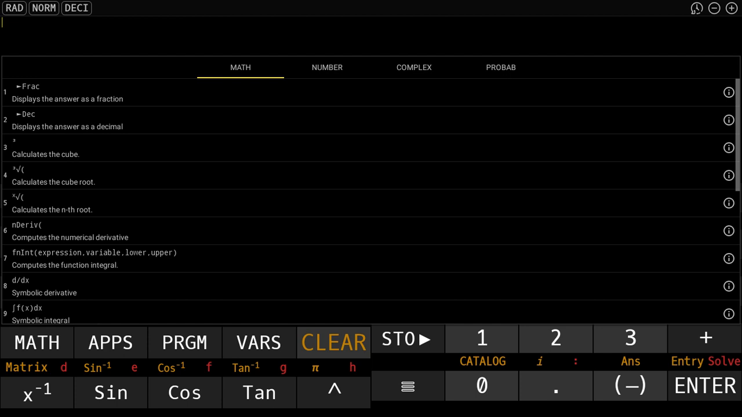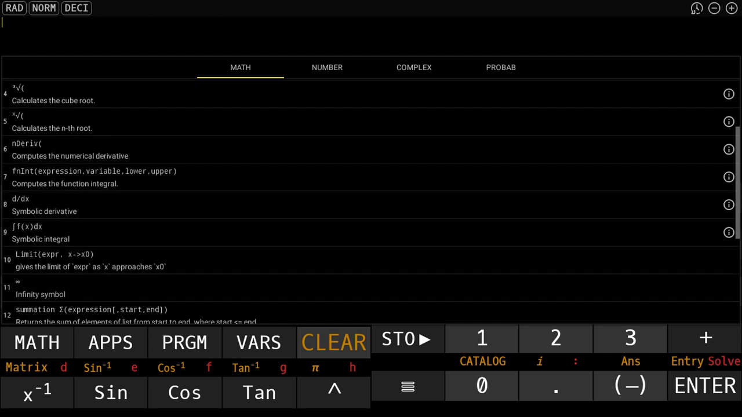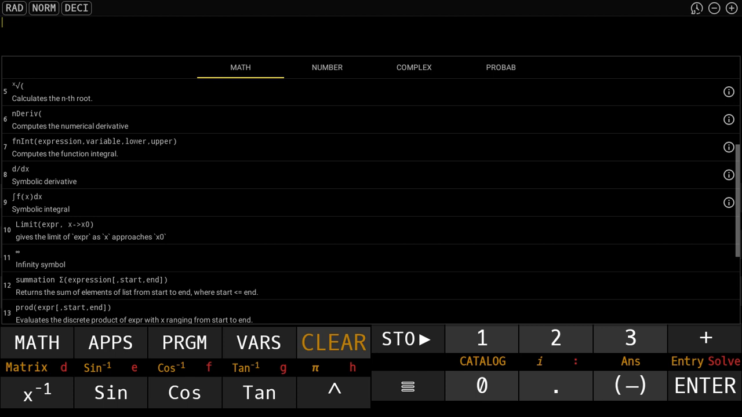What we're looking for here today is in the math menu. And so I want you to take particular notice of these functions. Function number 6, which is nDeriv, which computes a numerical derivative. Number 7, which is fnInt, a function integral, which will compute a numeric value with a lower and upper bound for your limit of integration. You can do a symbolic derivative, and you can do a symbolic integral.